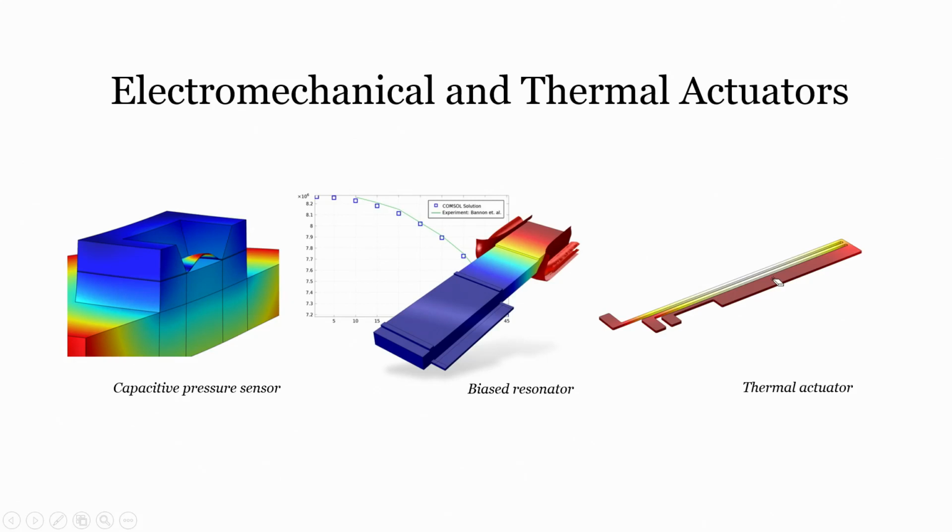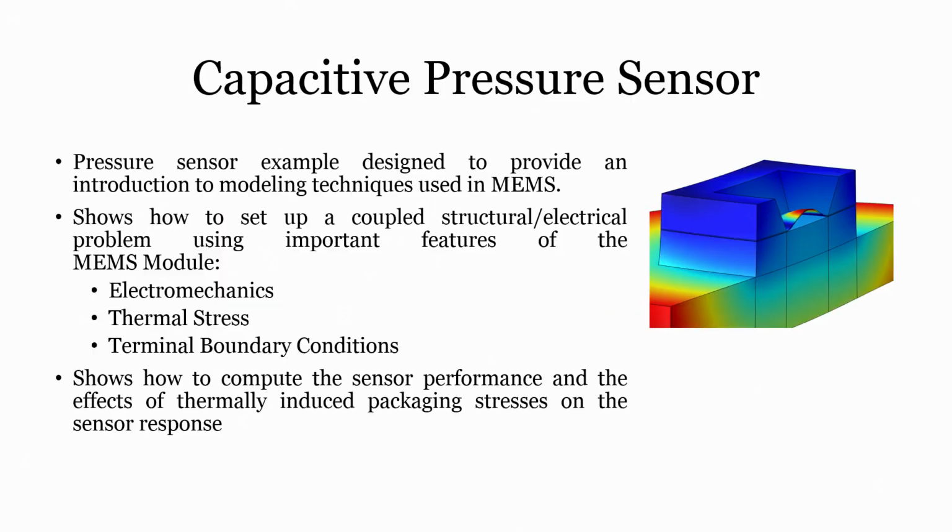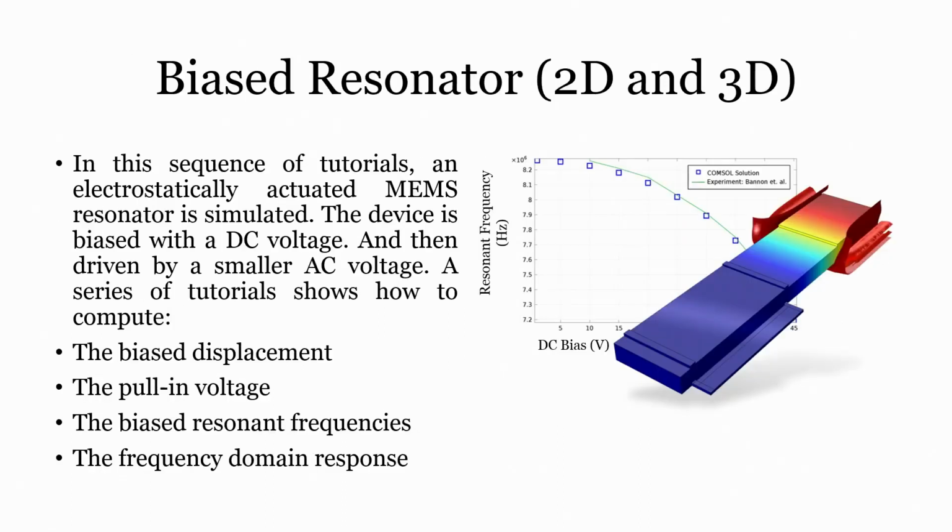We will again see this in detail in the TA class. We will also understand the capacitive pressure sensor, the bias resonator as well as the thermal actuator in detail in the following lecture. How the capacitive pressure sensor would be used, and how to set up a coupled structural electrical problem using important features of the MEMS module such as electromechanics, thermal stresses, terminal boundary conditions. Everything we can design with the help of this particular simulation software.